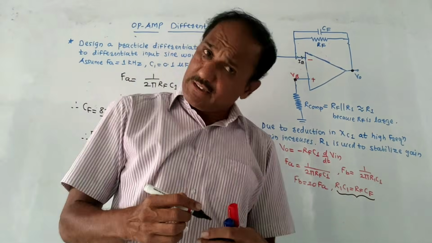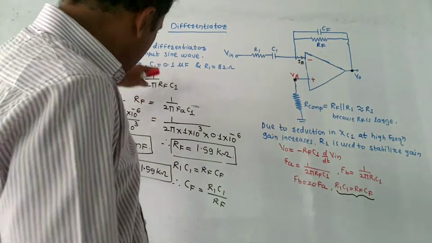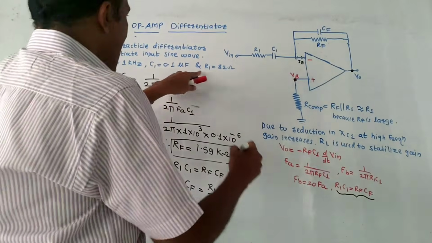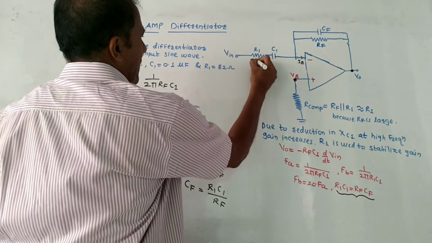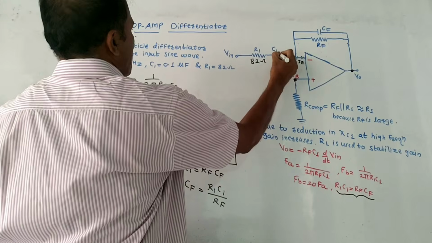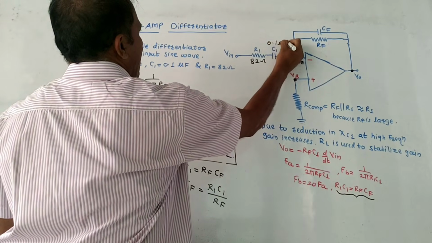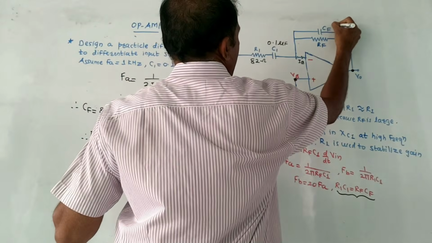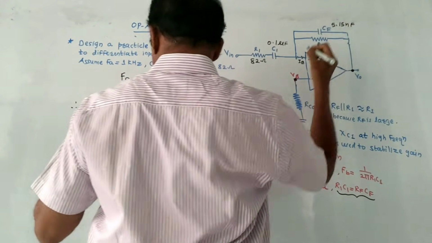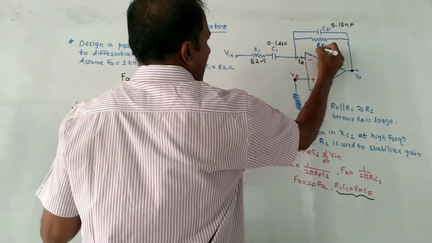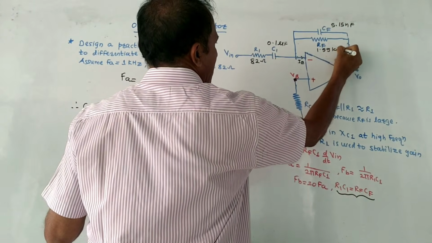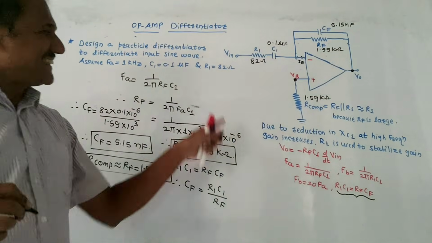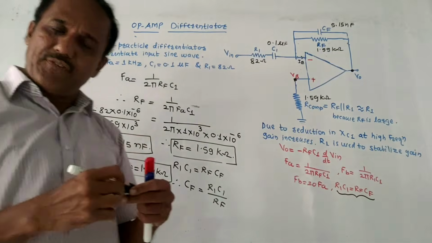At the end, from the exam point of view, what you are supposed to do is show all the values we have calculated in the diagram. For example, R1 is given in the equation, in place of R1 I will write 82 ohm, in place of C1 I will write 0.1 microfarad, in place of CF we have calculated 5.15 nanofarad, then in place of RF we need to write 1.59 kilo ohm. This value is also 1.59 kilo ohm. So this is the designing of the practical differentiator.